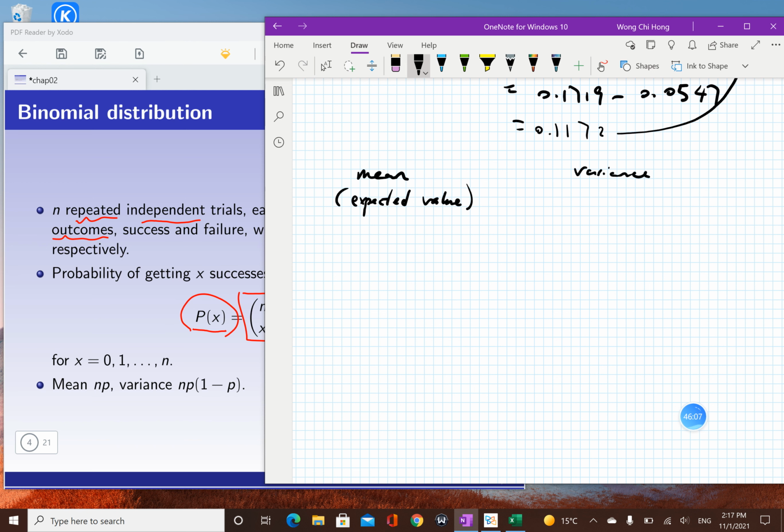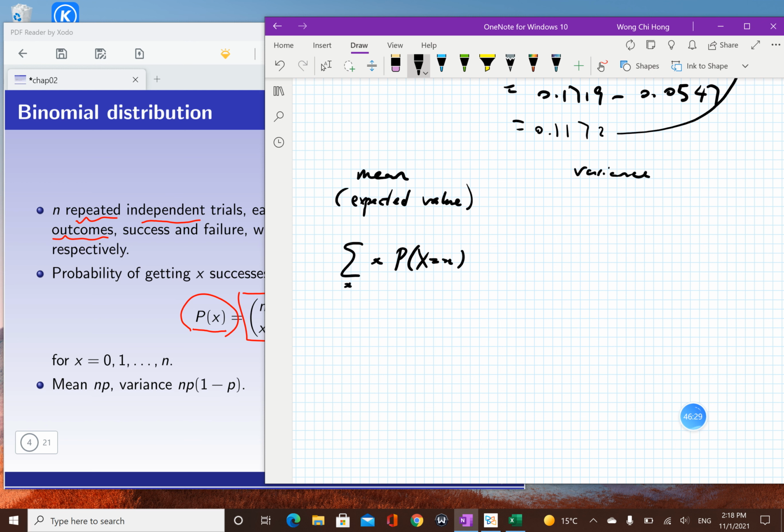But here's the thing: the expected value is given a probability distribution, P(X = x). I know that if I add all the probabilities together, it will equal 1. But for the expected value, I multiply them by x before I add them up.